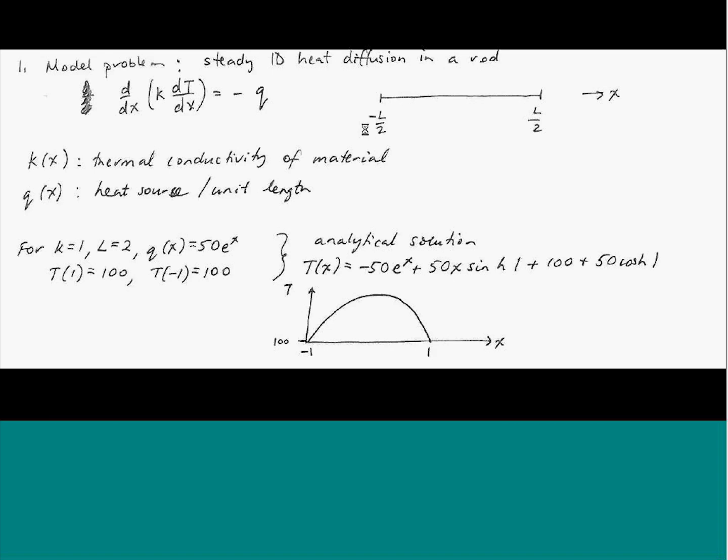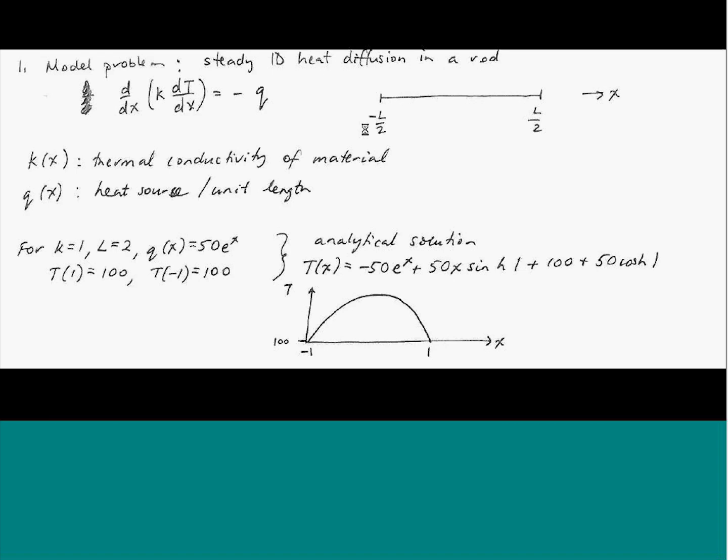particular problem. So there's one particular problem that we will use, one that we can compute the analytical solution for, because if we can compute the analytical solution, we'll be able to look at errors and things when we look at the numerical approximations. So for the particular case where K is a constant and equal to 1, the length of the rod is 2, so that X goes from -1 to +1, and the heat source is Q of X being 50 e to the X, and again, this is the same example that's in the notes.